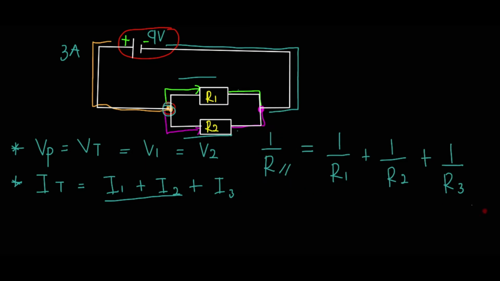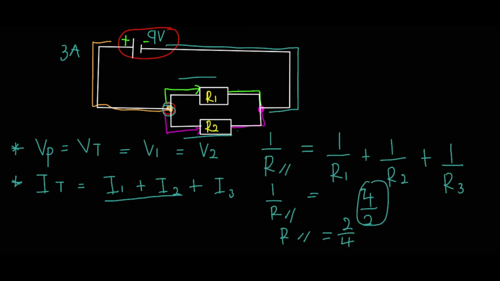Let's say you get your answer as 4 over 2, and then we want R parallel. This means R parallel is equal to 2 over 4. You will find the inverse. You will flip this number.